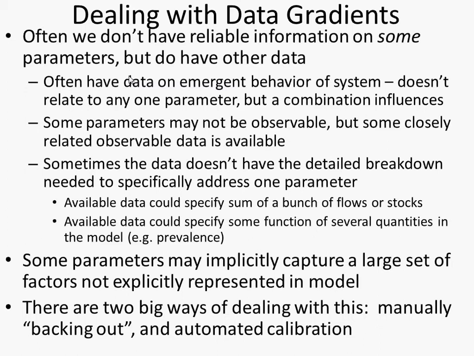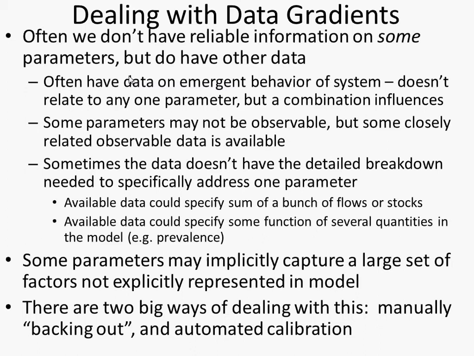Some parameters may not be directly observable, but there may be closely related observable data that relates to emergent properties in that area of the model. Sometimes we may have data that's at an aggregate level. It's not broken down in the way the model is, but it may, for example, specify the sum of a bunch of stocks and flows, if we were to have a classic stock and flow model, or the sum across groups within a population, groups with different characteristics or what have you.